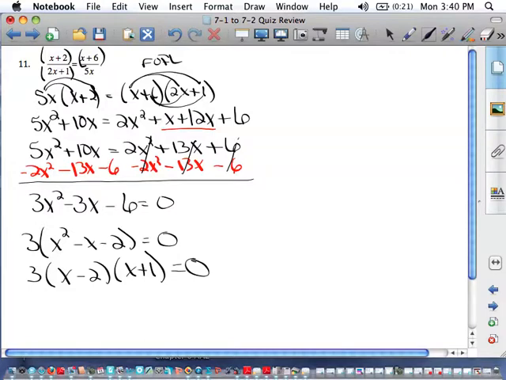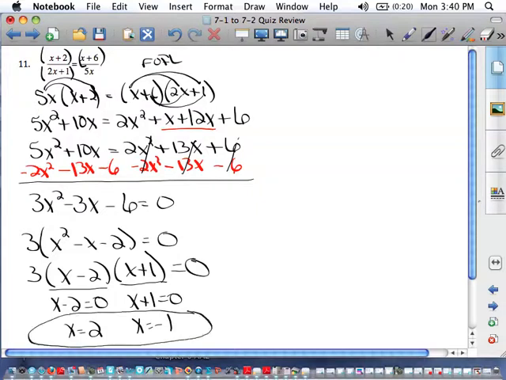So then I'm left to say, well, when will this term equal 0? When will this term equal 0? When x minus 2 equals 0, so when x is equal to 2, and when x plus 1 equals 0, or x is equal to -1. Those are the two values that if I substitute them back into that original equation, would make that original equation true. Let's take a look.